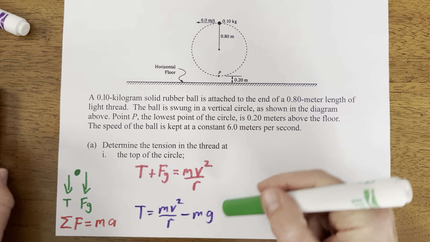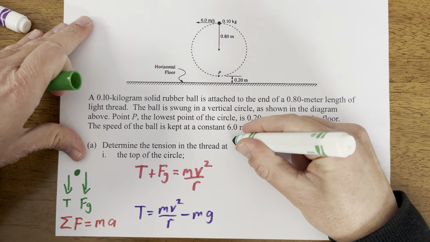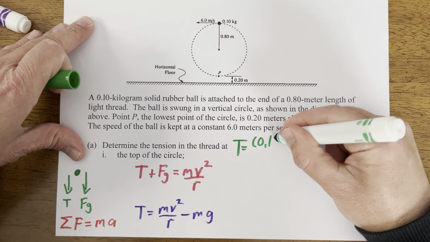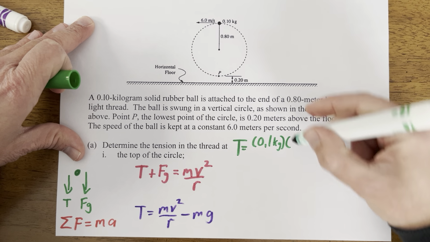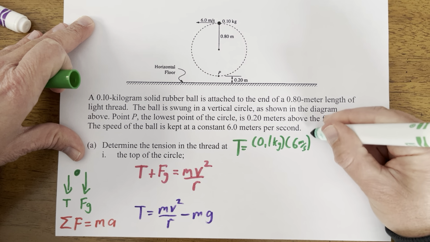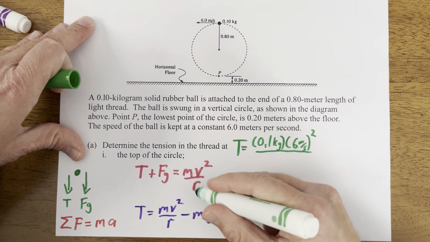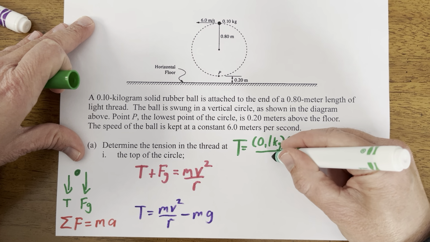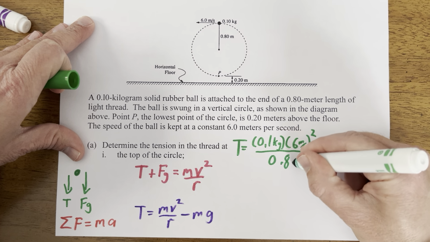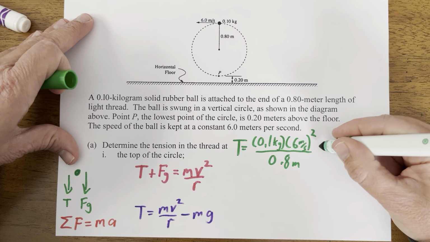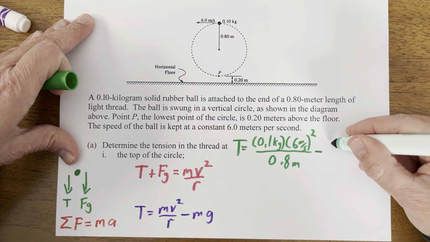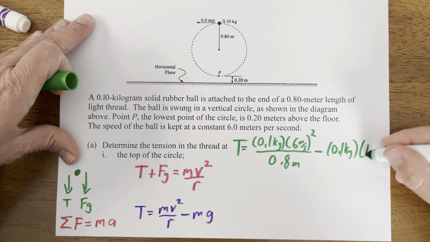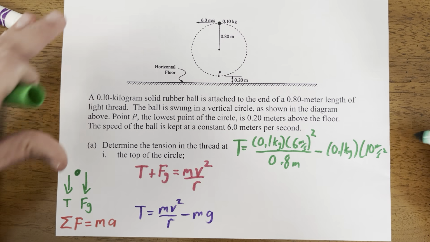Now we've got it already set up to solve. All we need to do is to plug in the appropriate numbers. So the mass there is 0.1 kilograms. The velocity is 6 meters per second. Don't forget to square it. The radius that we're talking about here is 0.8 meters. And then we're going to subtract from that the mass, which is 0.1 kilograms, multiplied by gravity, which is 10 meters per second squared.